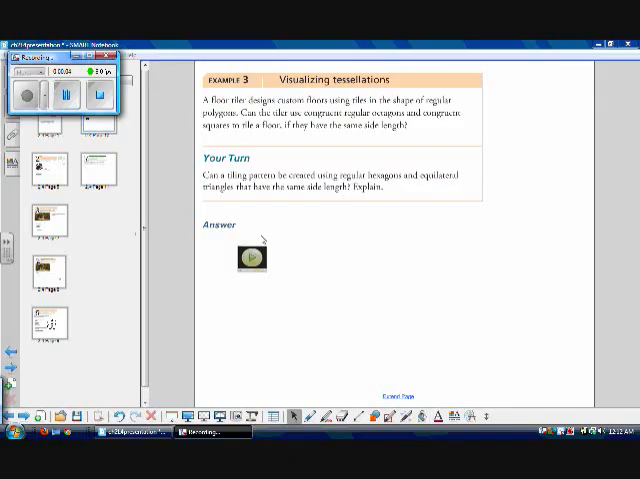Can a tiling pattern, or tessellation, be created using regular hexagons? Hexagons have 6 sides, remember, and equilateral triangles that have the same side length. And then explain your answer. So I want you to pause the video and just see if you can visualize or try to make this tessellation.